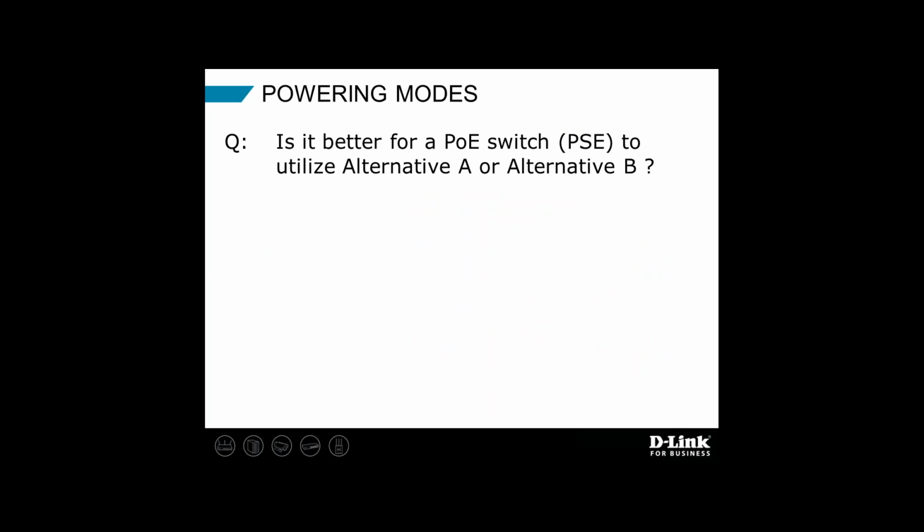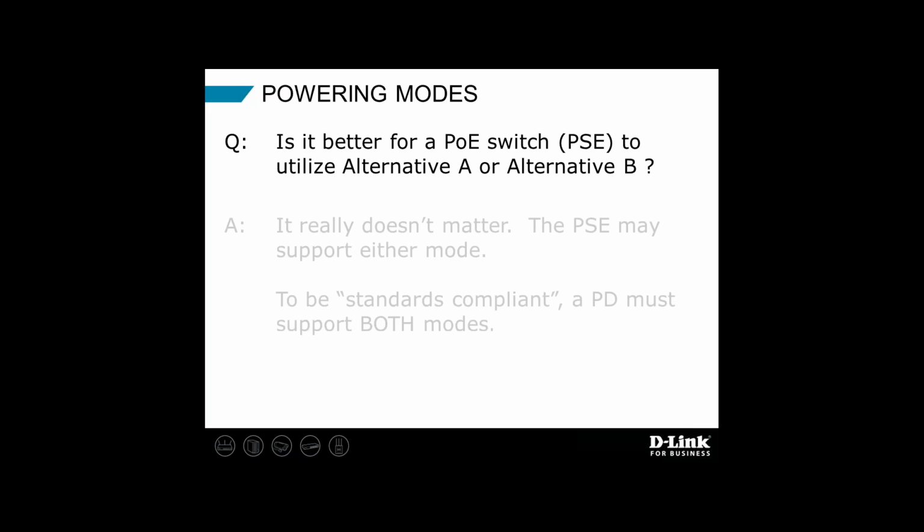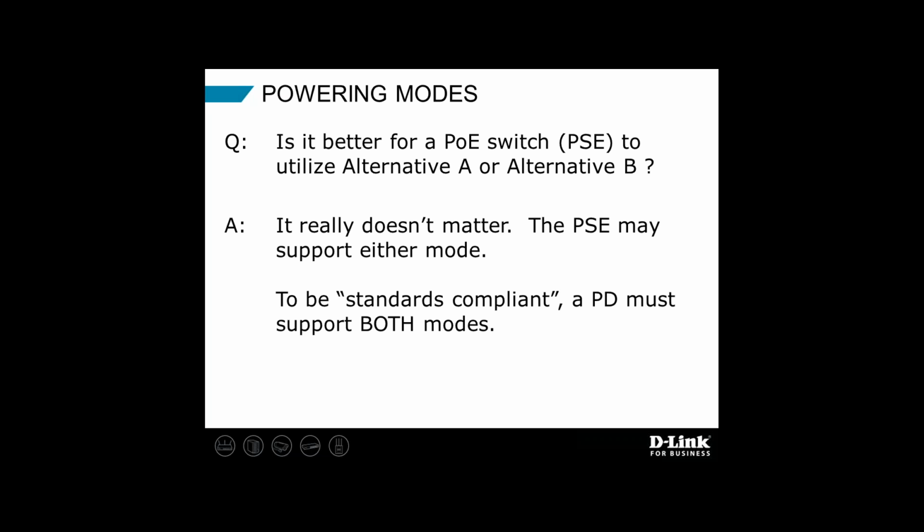So I'm going to take a little pause here and ask a question. You're shopping for a PoE switch, and you recognize that some PoE switches use alternative A to put the power on the wire, and some use alternative B. Which is better? What's better in your shopping decisions? And I'll give you my answer. My answer is that in a PoE switch, it really doesn't matter. A PSE, power sourcing equipment, can support either mode.